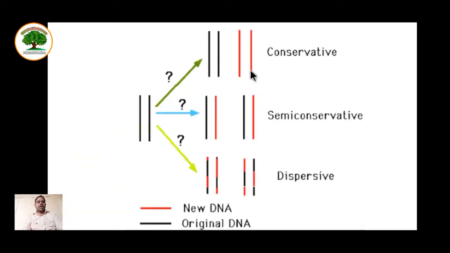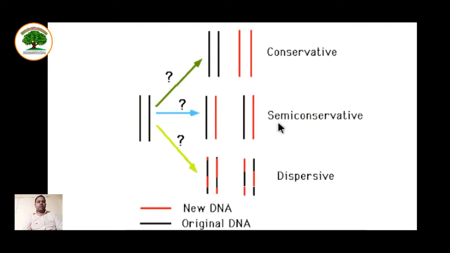So now let's see how these three models are different. You can see the original strand here. In the case of the conservative one, the original strand will be retained as it is, that is, the two strands of the parent are retained, and a whole new copy with new strands is synthesized. Both the strands here are new. So this is the conservative one.